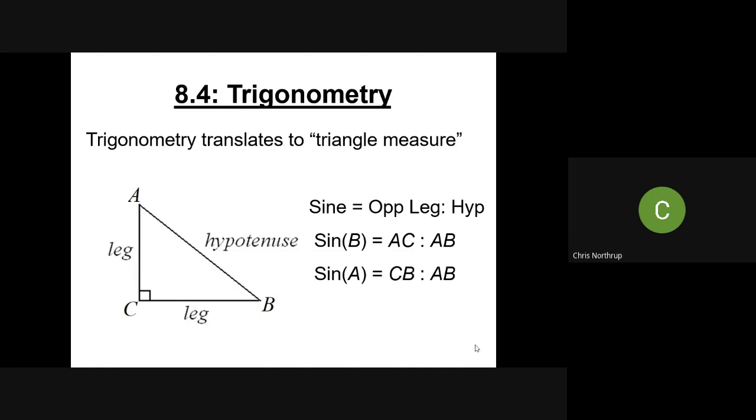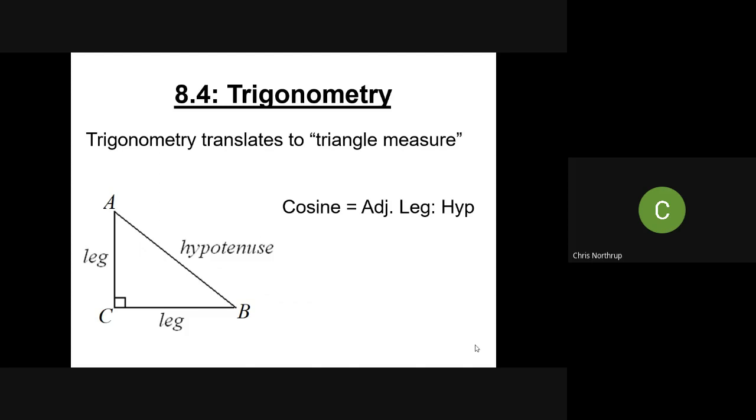Notice also I'm using the colon notation for these ratios. We typically are going to use fractions, so opposite over hypotenuse would be for sine. Now for cosine, this is another kind of funny name. This is a different ratio.